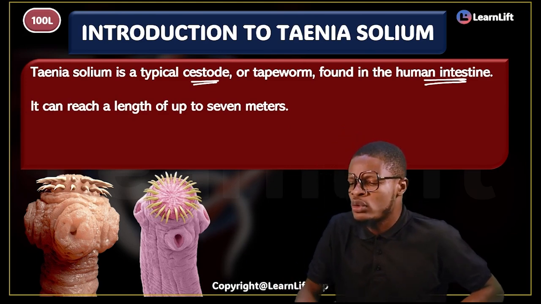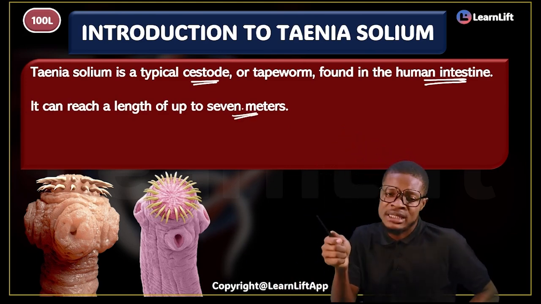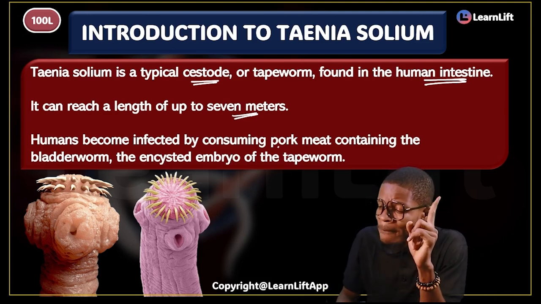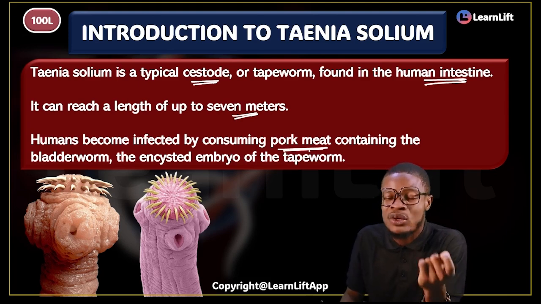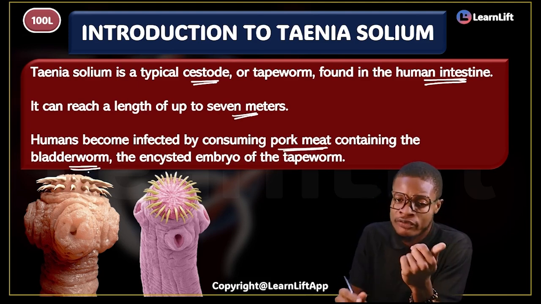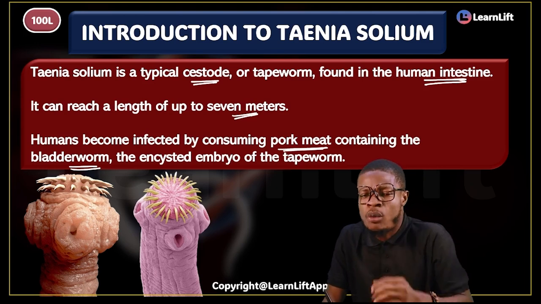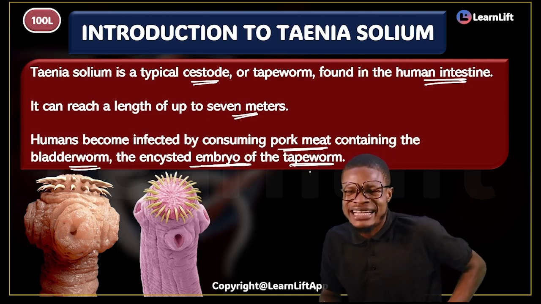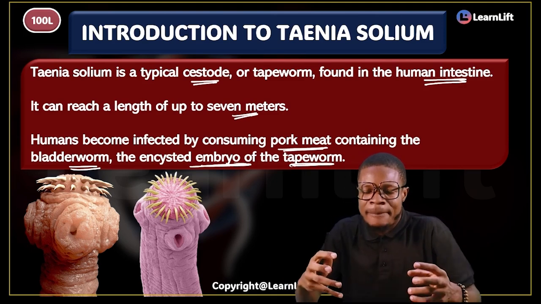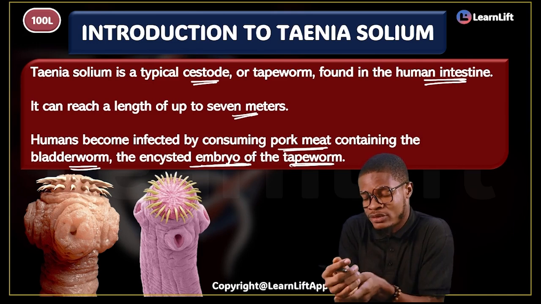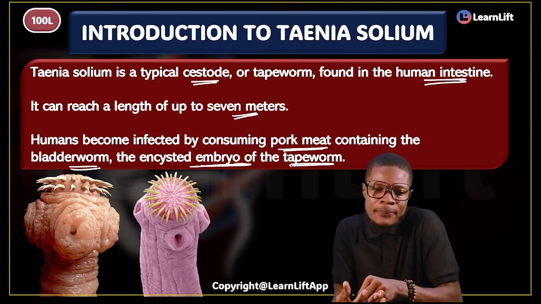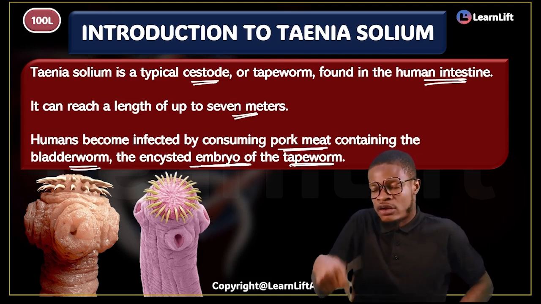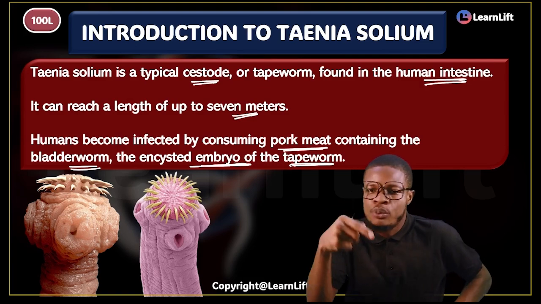Another important thing is that it can reach up to 7 meters. In fact, it can even grow from 7 to 12 meters, depending. Another important thing is that humans become infected only by consuming pork meat that contains the bladder worm. Hold on, follow me. There is what is called your bladder worm. Bladder worm is the encysted embryo of your tapeworm. So, what is bladder worm? Your normal pork meat that is infected with the encysted embryo of tapeworm is what we call your bladder worm. And when you eat pork that contains bladder worm, what happens? The embryo will develop in your body and you become infected with your Taenia solium.